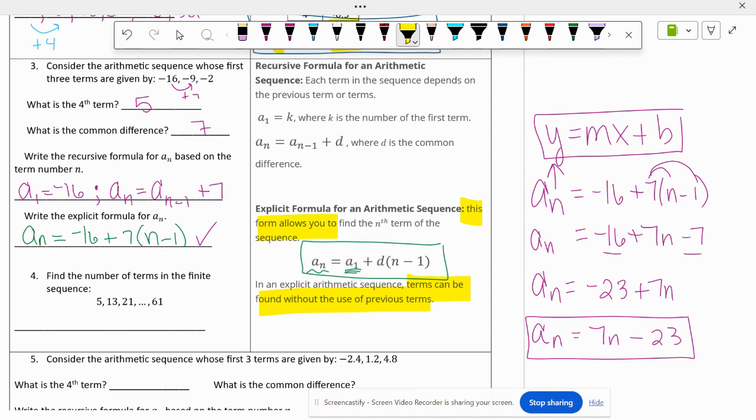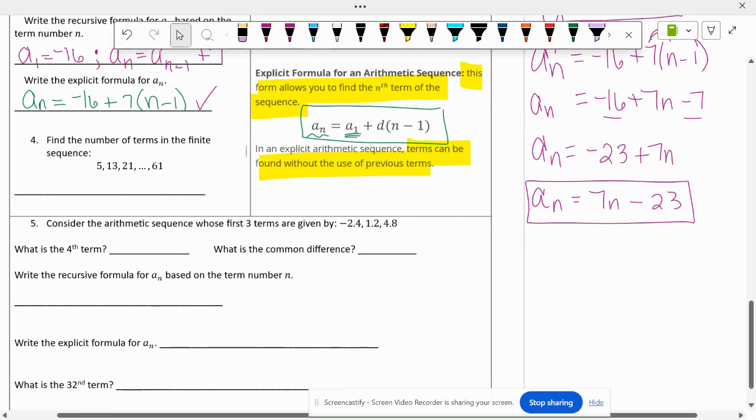This form allows you to find the nth term of the sequence. That's why this form is important. It's important to know how to use it. Okay. Question number 4 is a little crazy.